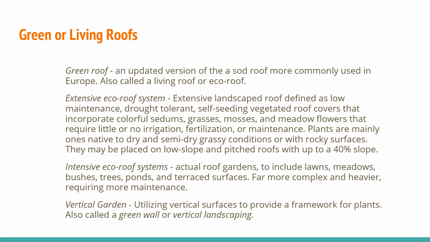We can get into more intensive eco-roof systems, such as actual roof gardens. These are more actively landscaped features, and you see them more on the top of condos and other buildings. And then from there, we also have the vertical garden, which utilizes these vertical surfaces to provide a framework for plants, which is also called a green wall.